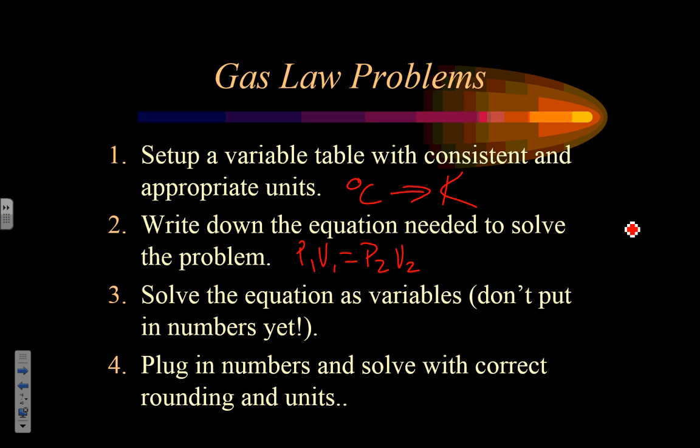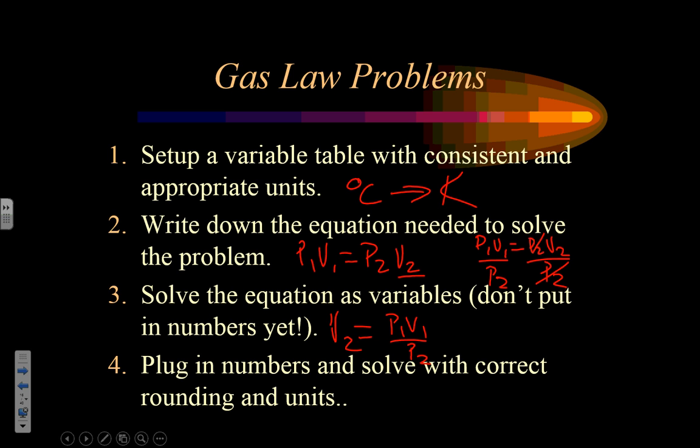So for this particular case, let's say we didn't know V2. So we want to solve for V2. Well, V2 has to be on top. It already is, and it has to be alone. So we divide both sides by P2, and we would end up solving for V2. My base equation is P1 V1 equals P2 V2. When I solve this equation mathematically for V2, what I'm going to be left with is V2 equals P1 V1 over P2.